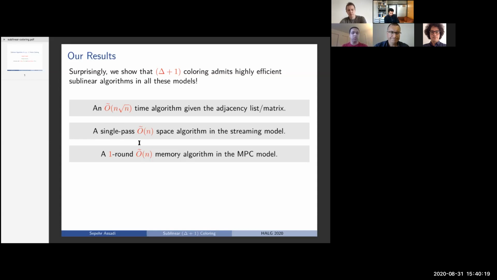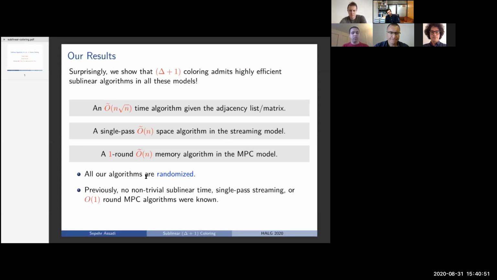which is definitely necessary, and just makes a single pass over the input. Similarly, in the parallel MPC model, we have an algorithm that uses literally just one round and requires O-tilde of n memory per machine. One thing I should clarify here is that these algorithms are all randomized. With high probability, they output a valid delta+1 coloring, and otherwise they output that they failed. They never output a wrong coloring.